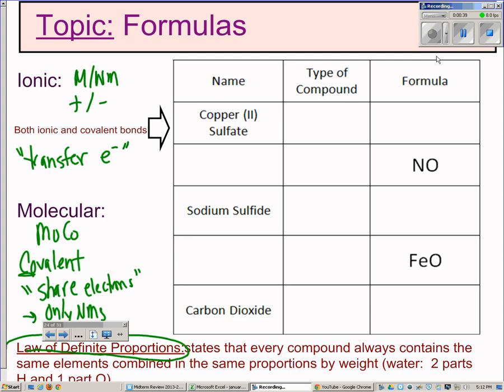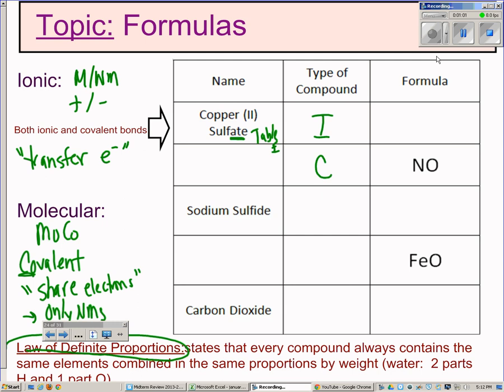We have copper 2 sulfate. We say, oh, a metal, and an ATE ending. Where do I know to look for that? I look on table E. That's a polyatomic. I know that's ionic because we have the metal and nonmetals together. Here we have two nonmetals. That's going to be covalent or molecular.